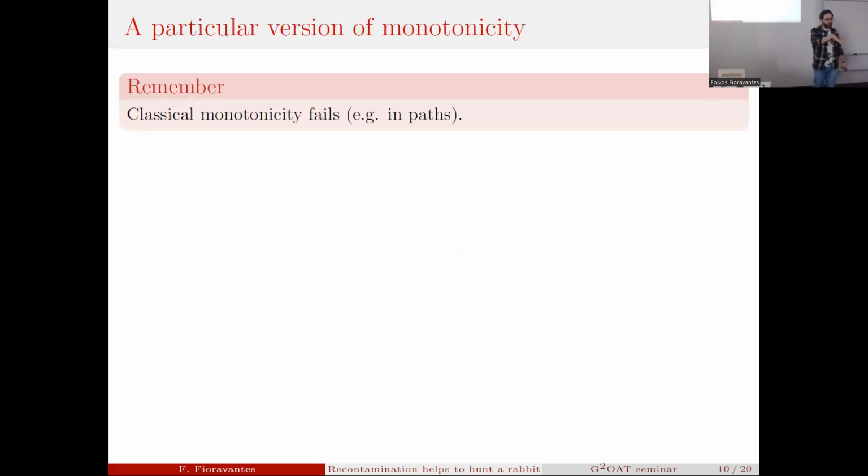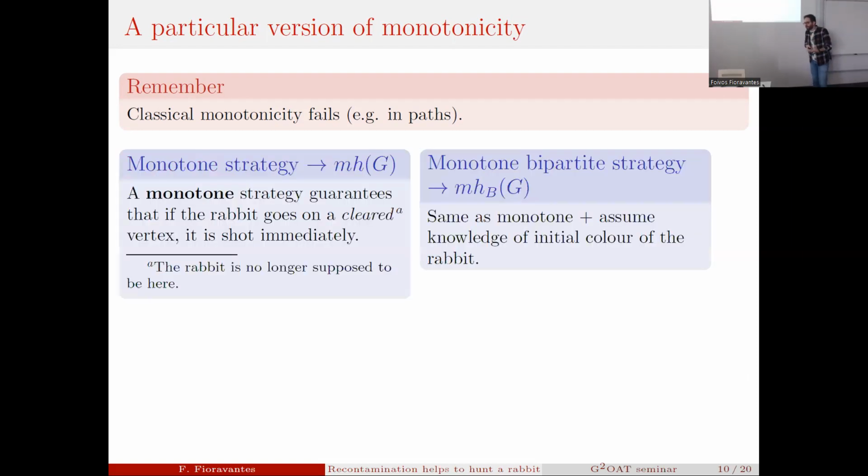Now, okay, so about the monotonicity. Now, the classical notion of monotonicity fails in our case. Remember the paths, other problems as well. So we defined a strategy as monotone if it guarantees that the rabbit cannot go on a cleared vertex, and if it does go, it is shot immediately.